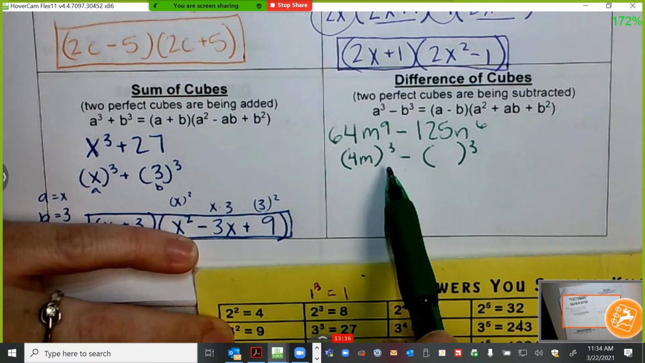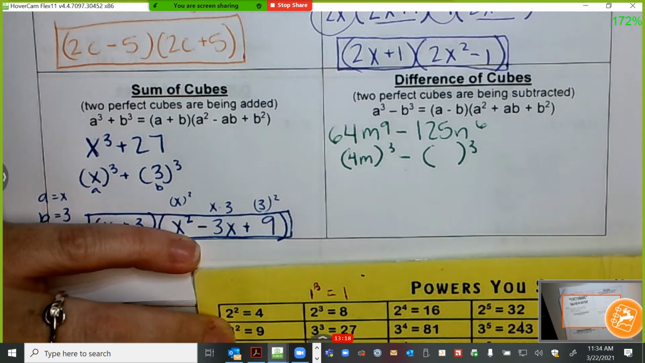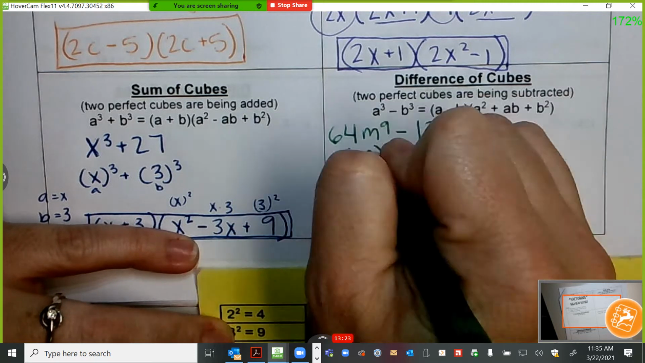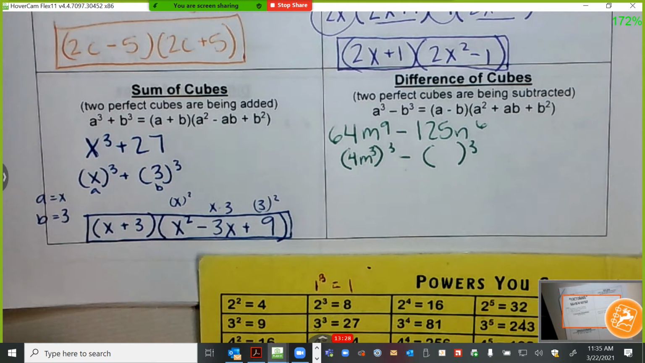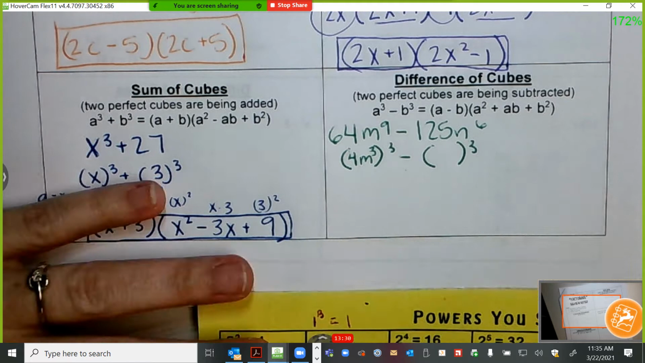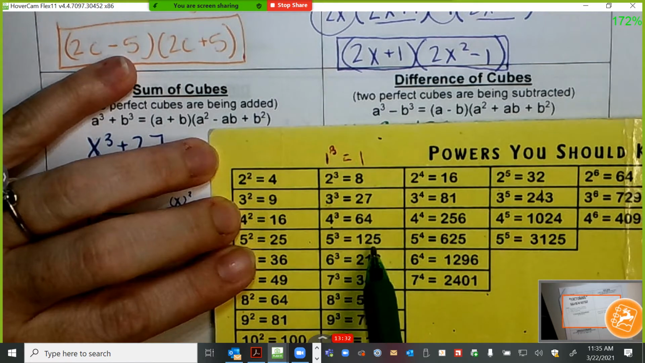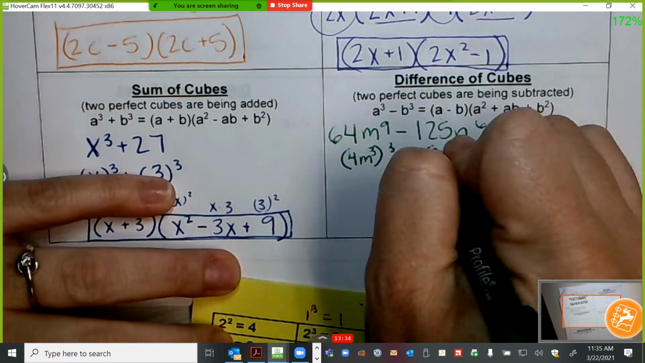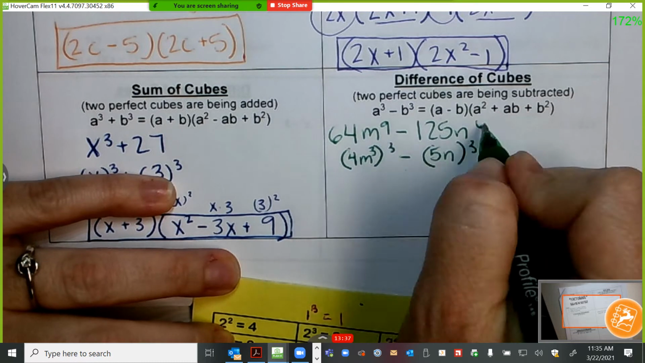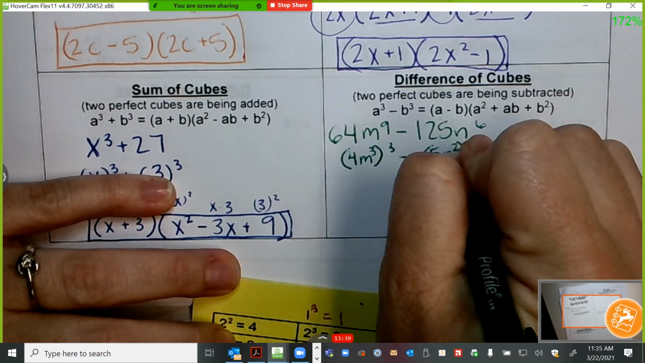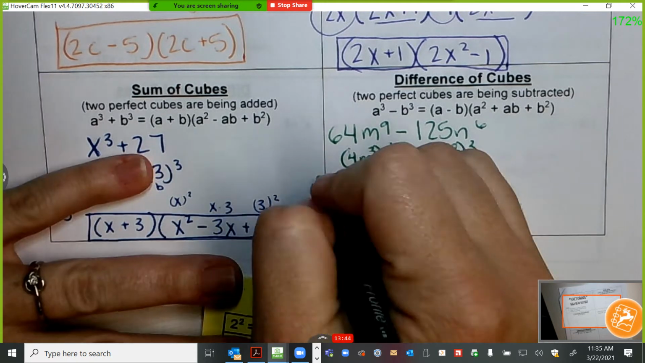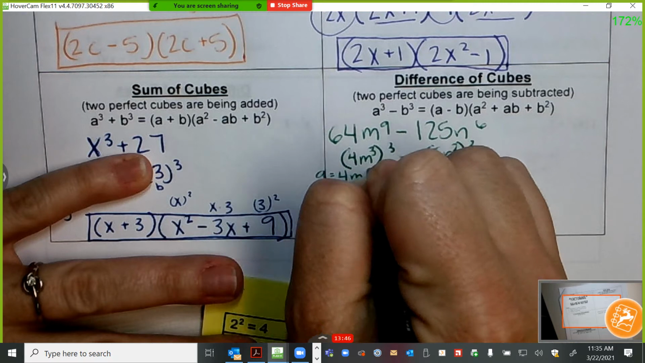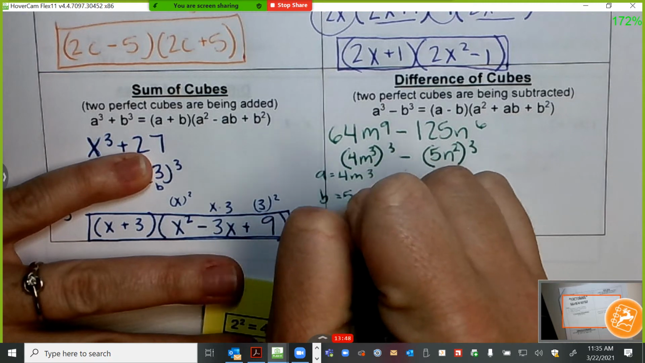I don't know if you remember, power to a power means you multiply, so we're going to do the opposite. We're going to divide. What's 9 divided by 3? 3. So power to a power would be 3 times 3, which would give me 9, therefore it's correct. Okay? 125 is 5 cubed. And then again, divide. 6 divided by 3 is 2. Well, 2 times 3 is 6, so it works. So A is 4m cubed, and B is 5n squared.